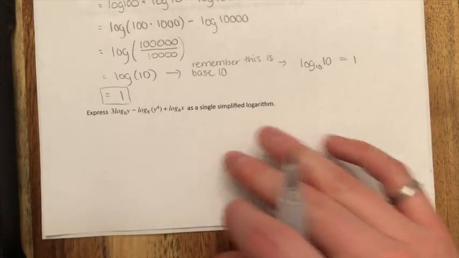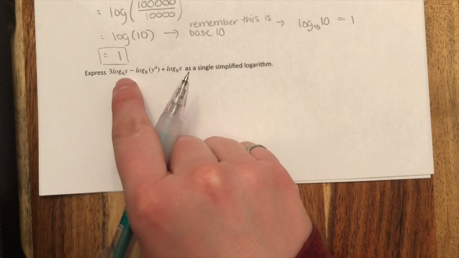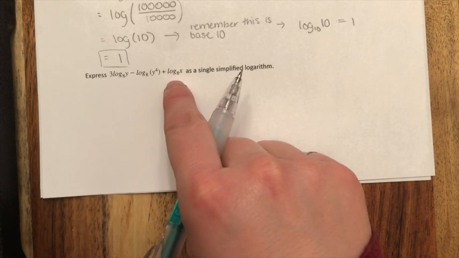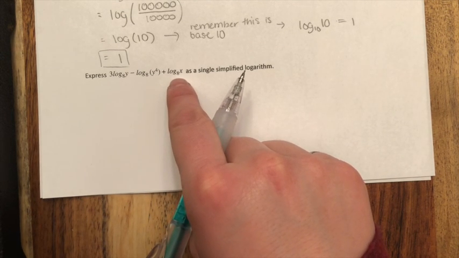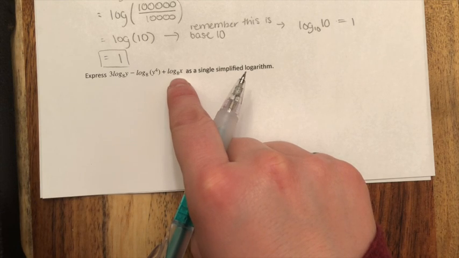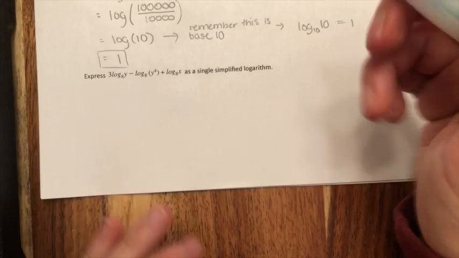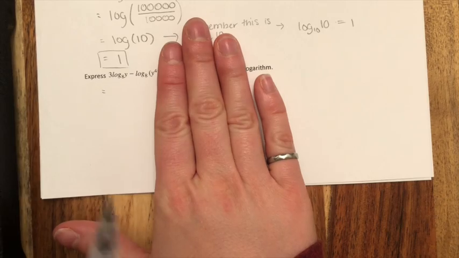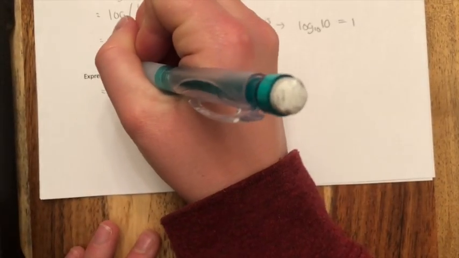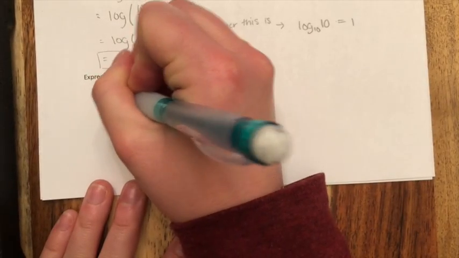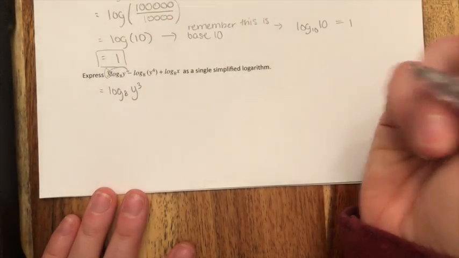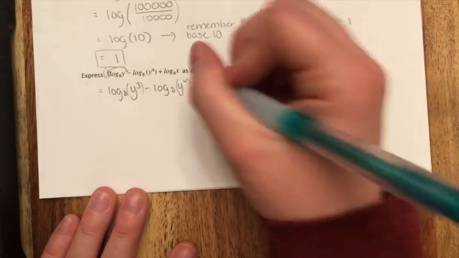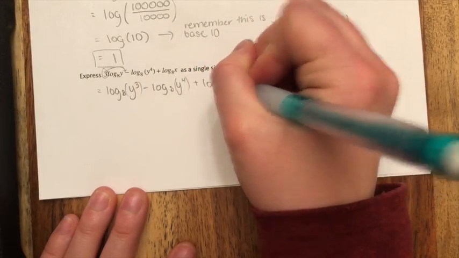This next one, we've got: express 3 log base 8 of y minus 3 log base 8 of y to the 4 plus log base 8 of x. And so we're going to simplify this out. Again, I'm going to just do it working across. The first thing I need to do is move that 3 up. So that's my first line. It's going to be log base 8 of y cubed minus log base 8 of y to the 4, and you can put those in brackets if you want, plus log base 8 of x.